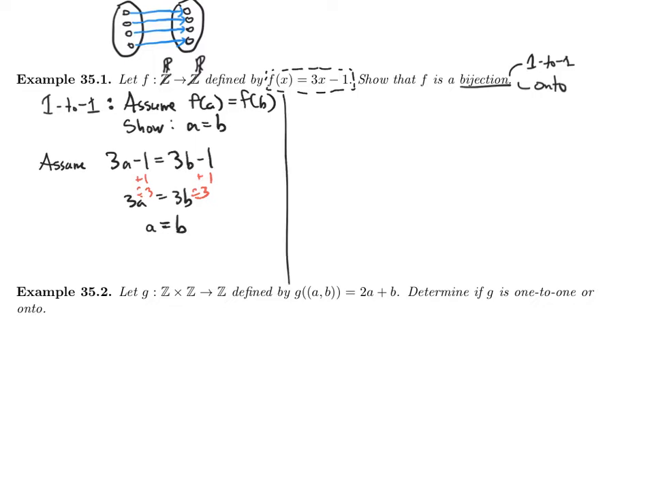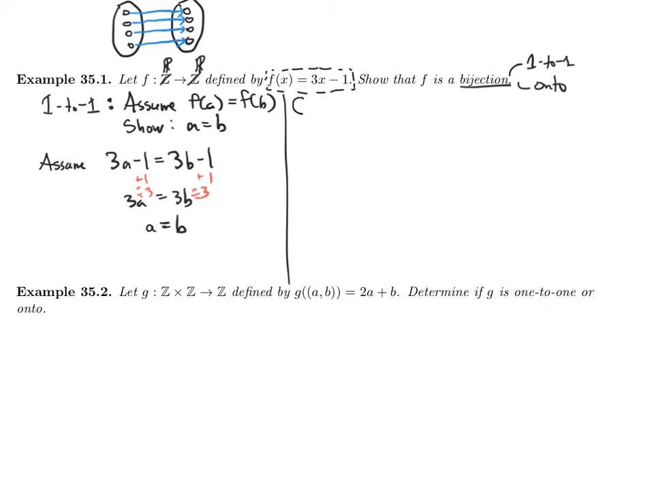So this is what we're doing to show something is one-to-one. We're assuming that the outputs equal when you plug in a and b, and we're showing if that's the case, the inputs must equal. The other way you, of course, can think about it is the contrapositive. If the inputs are not equal, then the outputs are not equal. But usually this method is kind of the easier way of showing something is one-to-one.